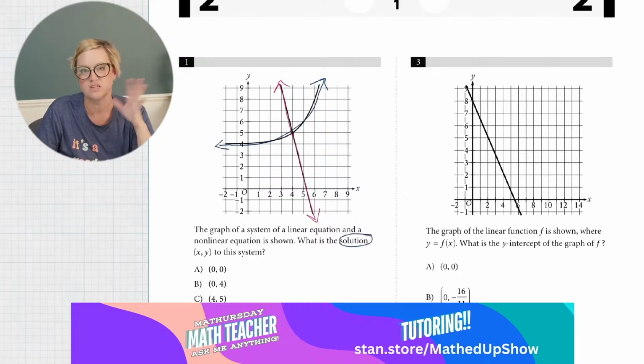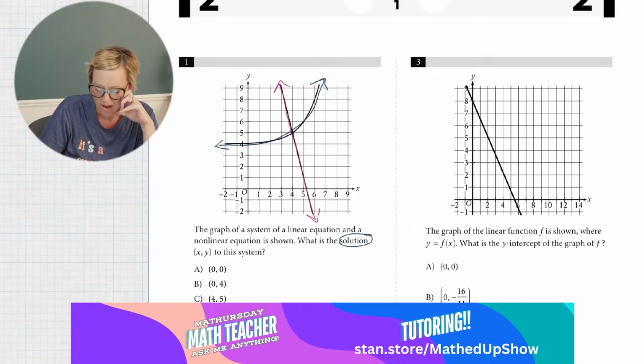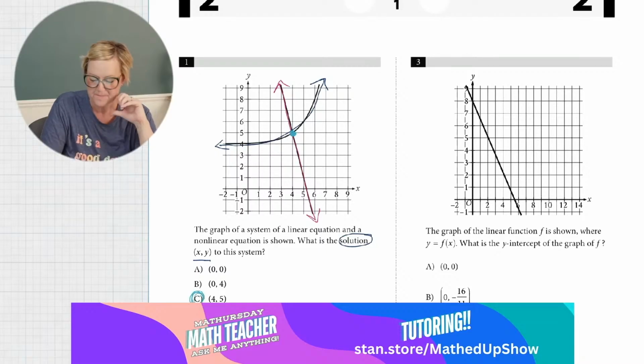to a system of equations, what makes this a system of equations is that there's more than one thing that's going on. Now, there is a solution to this, which means that it's a point that solves both of these equations. And as we know, the solution to an equation is a point that it passes through. So that would be that point right there. So it's going to be at 4 and 5. So the answer is C.